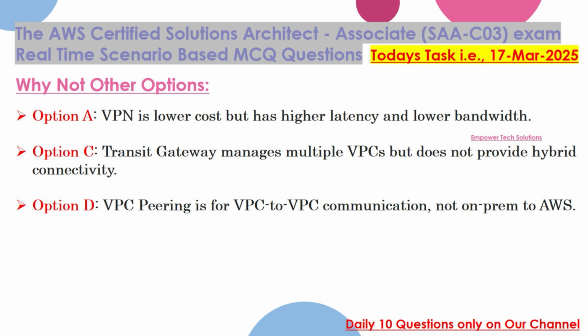Why not other options? Option A. VPN is lower cost but has higher latency and lower bandwidth. Option C. Transit Gateway manages multiple VPCs but does not provide hybrid connectivity. Option D. VPC peering is for VPC to VPC communication, not on-prem to AWS.